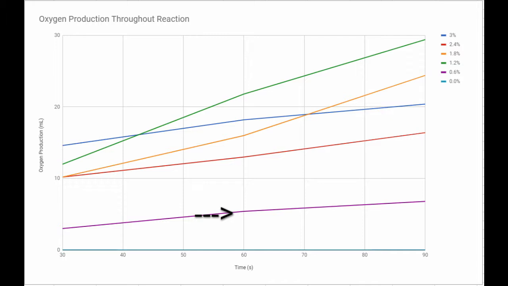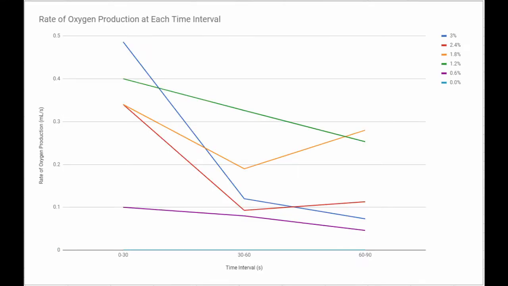The main idea that should be drawn from this graph is that 1.2% appears to be the optimal concentration for the decomposition by the catalyst. An overall trend of rate of oxygen production decreasing over time is seen in the data. 3% has the highest rate, then drops down to a rate of only about 0.1 milliliters per second. Both 2.4% and 1.8% show an interesting trend of slowing down in the first half, then increasing production in the second half. 1.2% has the most steady decline, which shows what was being said before, that this is the optimal concentration. Also, adding on to the previous graph, 0.6% shows a starting rate of production of only 0.1 milliliters per second, and slows down even further to about 0.05 milliliters per second.